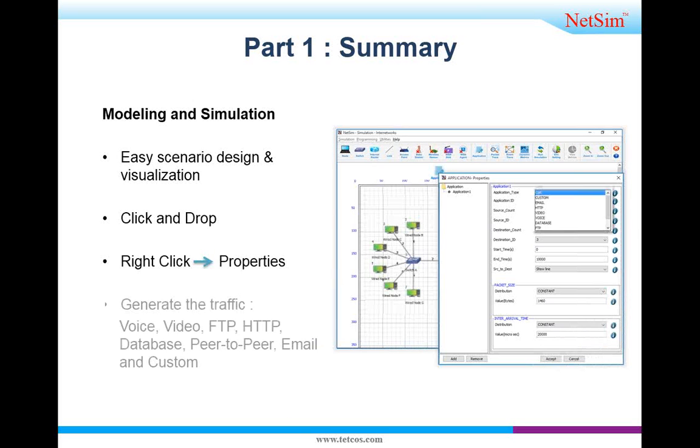In the part one summary, we can see in this screenshot that some nodes and links are connected to have a network here. And in the application tab, we are seeing that application types are given: CBR, custom, email, HTTP. All these are provided to generate traffic on any node. You can right click on any node and do the custom.